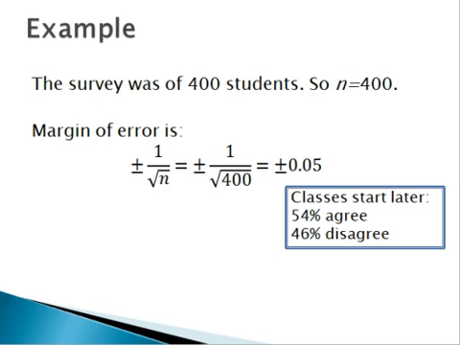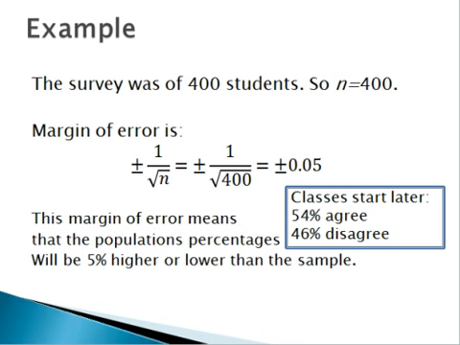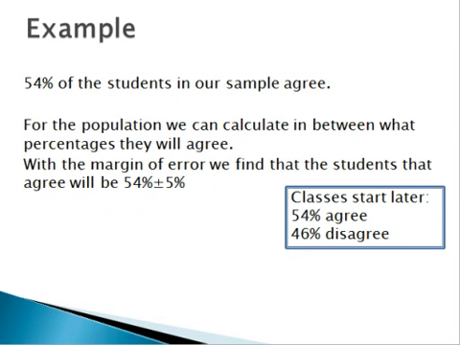Classes start later. There were 54% of the 400 students agreed, 46 disagreed. The margin of error means that the population percentages will be 5% higher or lower than the sample. Right? That's what the margin of error tells us, that somewhere in between 5% higher and 5% lower of the actual outcome from our sample will be the percentages of the population. Right? So for the population, we can calculate in between what two percentages the students in a population will agree. Right? And we do that with the margin of error.